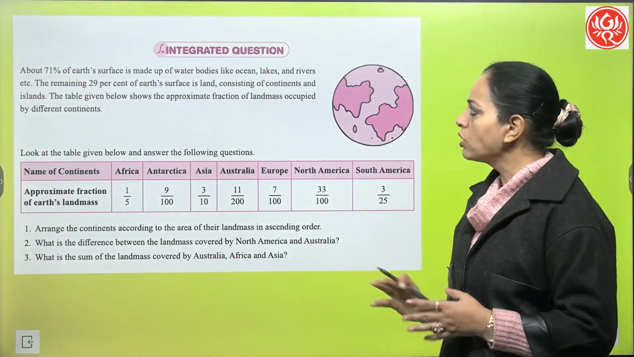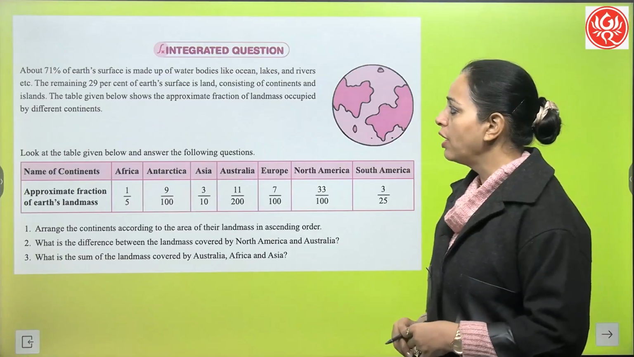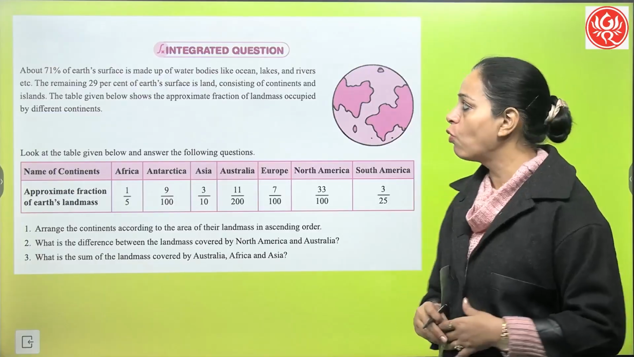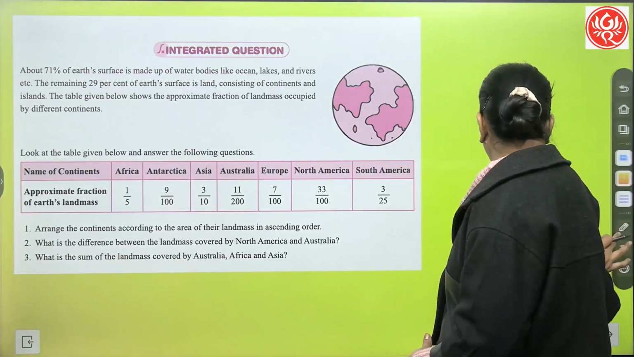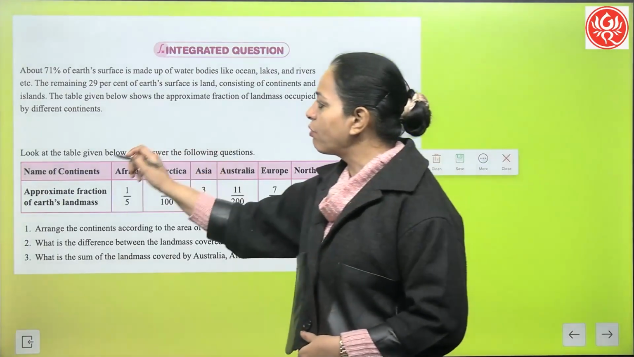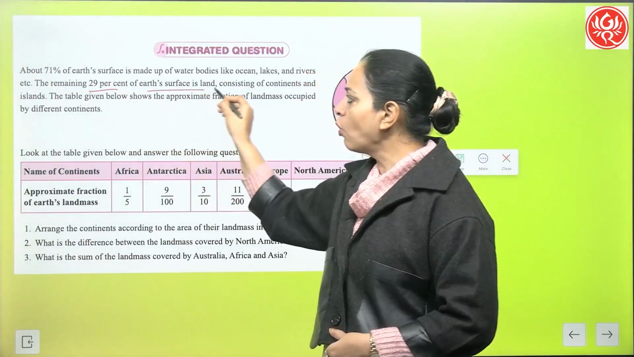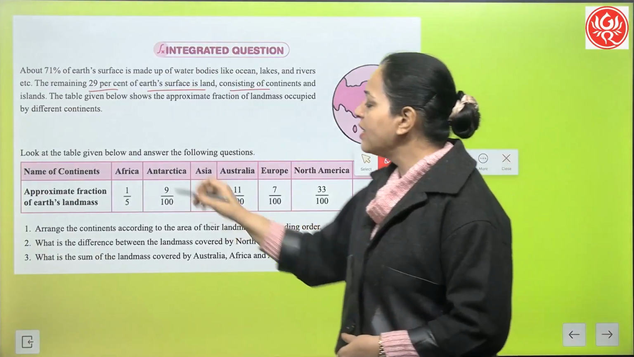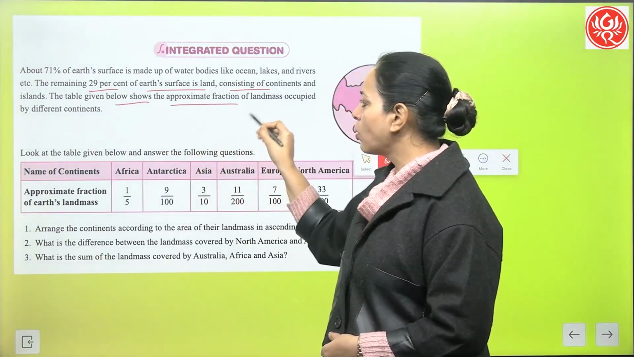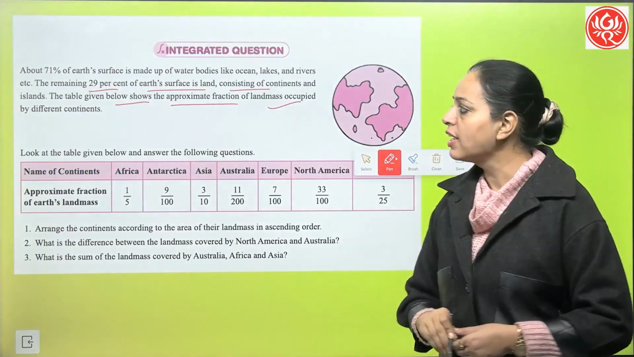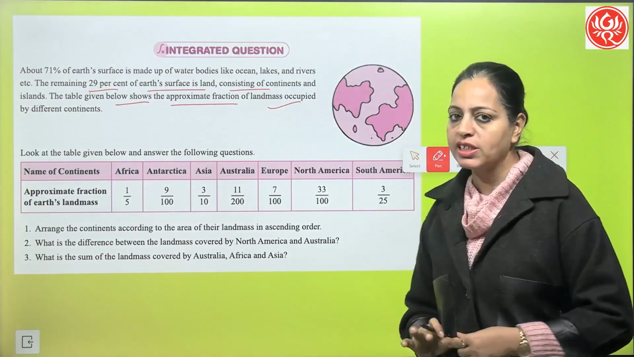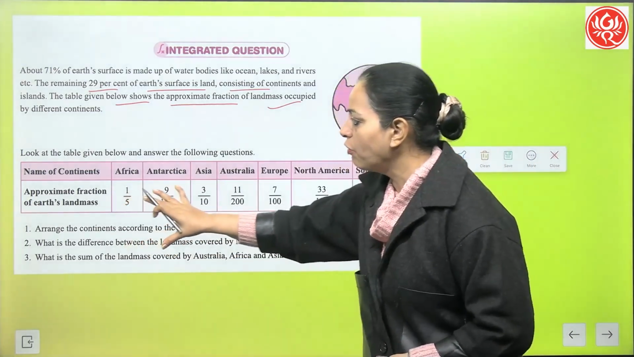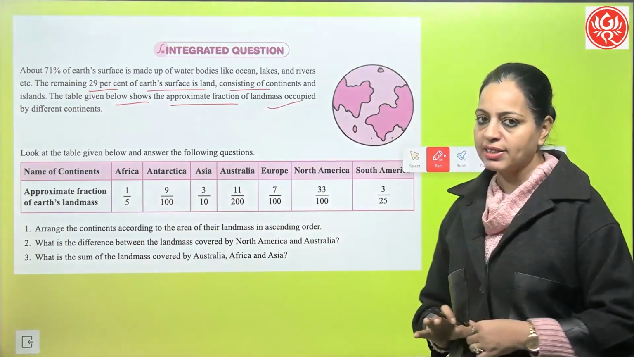Now we are talking about the integrated question. About 71% of Earth's surface is made up of water bodies like oceans, lakes and rivers, etc. The remaining 29% of Earth's surface is land consisting of continents and islands. The table given below shows the approximate fraction of land mass occupied by different continents. We have the names of continents and the approximate fraction of Earth's land mass is given.